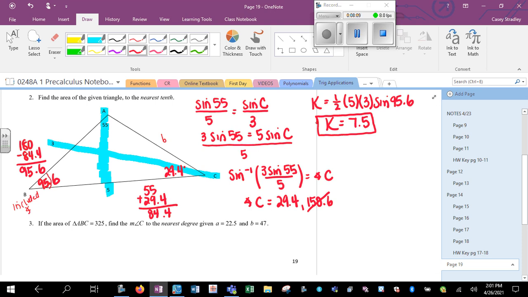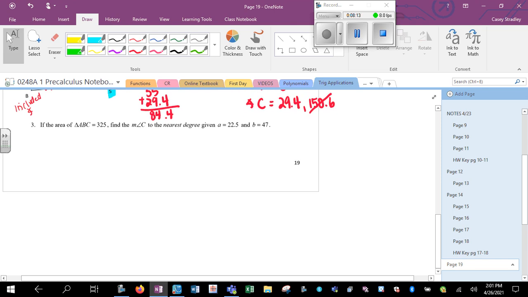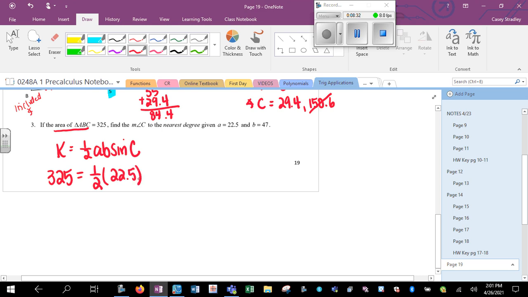Okay, number 3. This time you are given the area and they're asking you to find the angle. So as soon as I see that I have area of a triangle, I'm going with my formula, 1/2 AB sine of angle C. Let's see what we know. Our area is 325. Side A is 22.5. Side B is 47. We're looking for the measure of angle C.